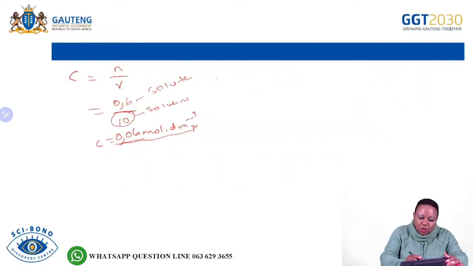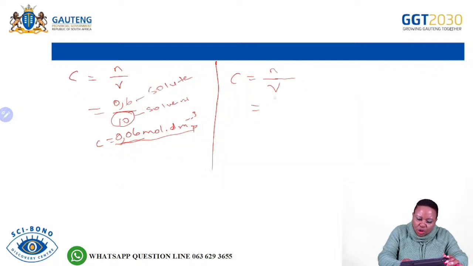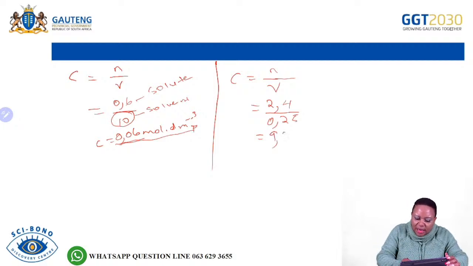So for us to calculate the concentration, it means we are still going to say C is equal to n over V. We know that our number of moles, as they are provided here, let's go back, they are 2,4 moles. Therefore, we are just going to say 2,4 divided by 0,25. Then we are going to find our concentration. So it's going to be 2,4 divided by 0,25, which will give us 9,6 moles per decimeter cube.